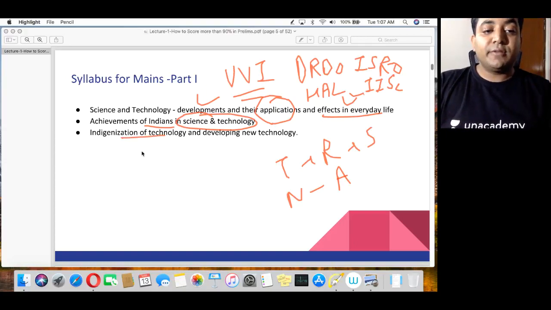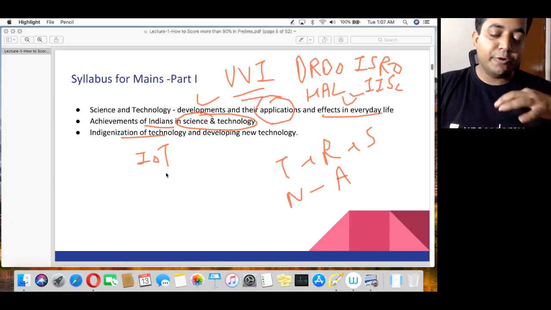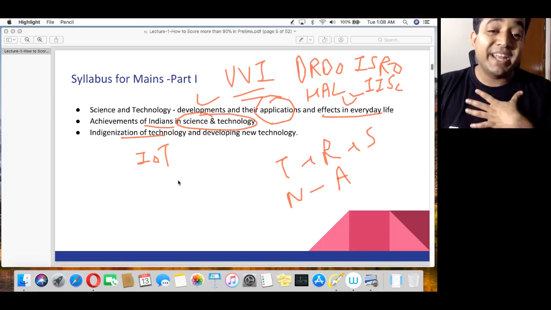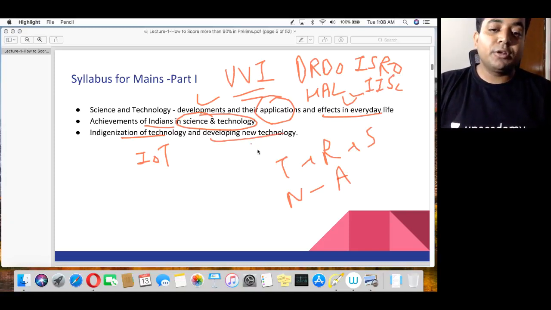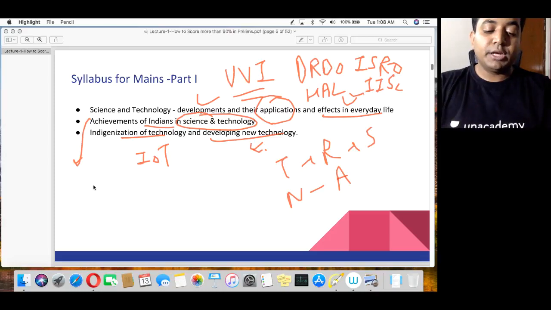Then indigenization of technology, I call it IoT. Indigenization means whatever is produced, it can be produced inside your home. Home means India. Developing new technology. What are we doing in indigenization of technology? Okay, which are the Indians who have done good? So all the Nobel laureates, you can quote it here.